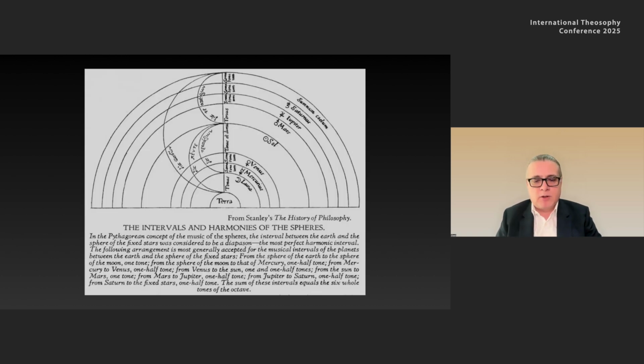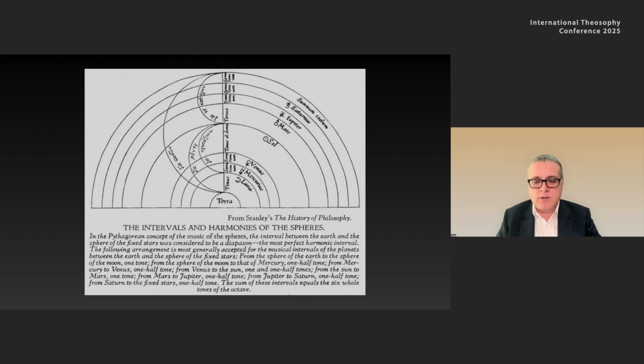The doctrine of Pythagoras regards the music of spheres and imagines the cosmos as a giant musical instrument. Each celestial body, the moon, the planets, the sun, and the distant stars, occupy a concentric sphere around Earth. The distances between these spheres correspond to musical intervals.